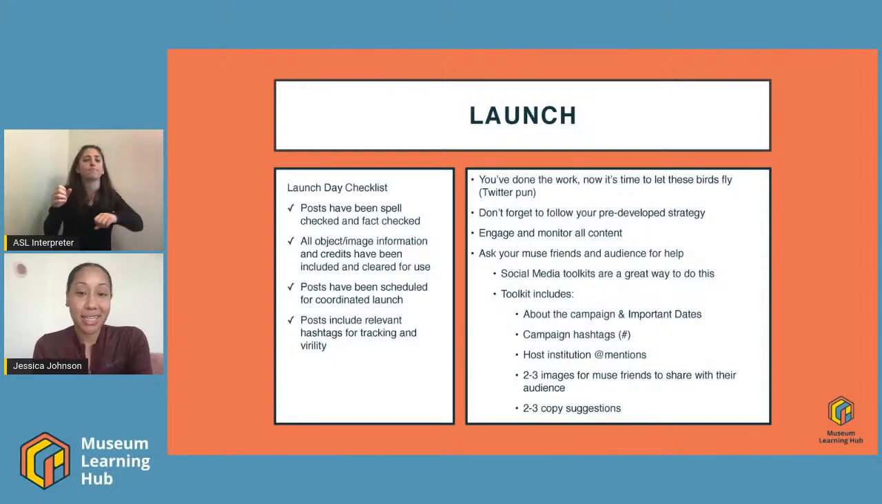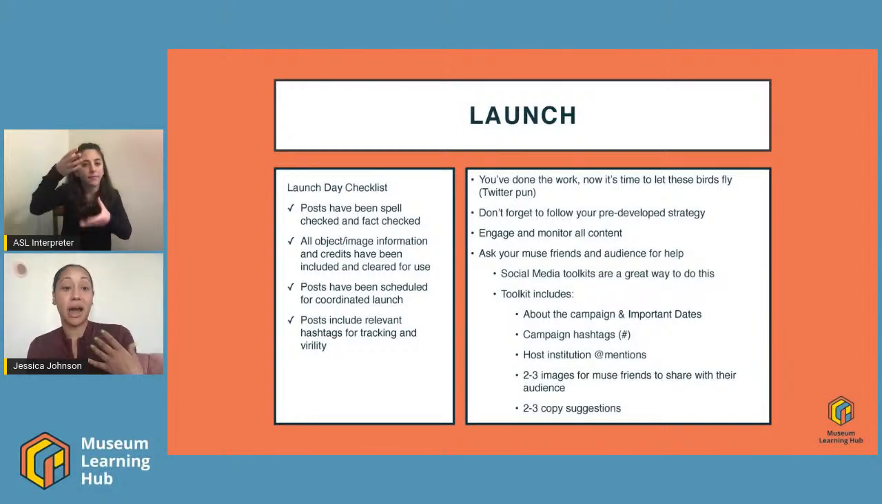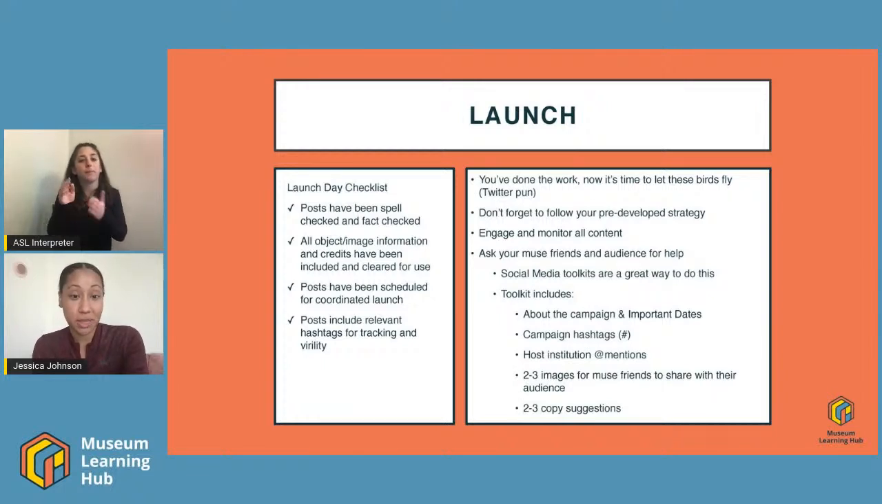So just double check that you've done all of your due diligence in spell checking and fact checking. Make sure that you've done your due diligence when it comes to the credit information that needs to be included on pictures, objects, again, any acknowledgments if there's something on loan or if this was a gift from a patron. Make sure that that information is included somewhere, whether it be in the copy of your social media post or on the graphics that you post with it.